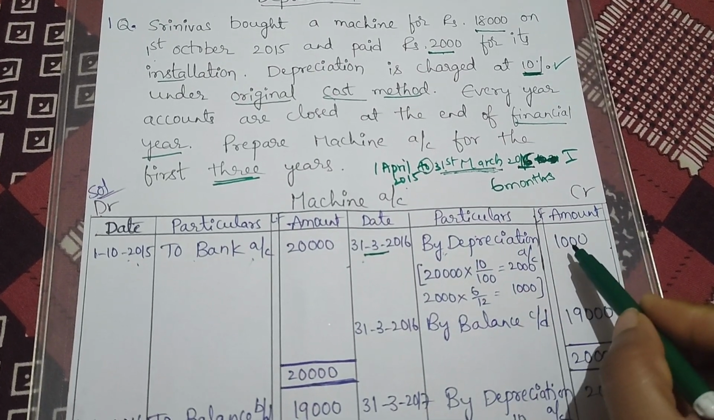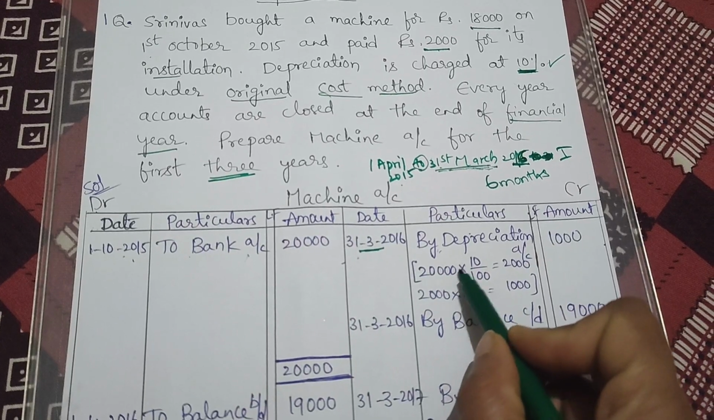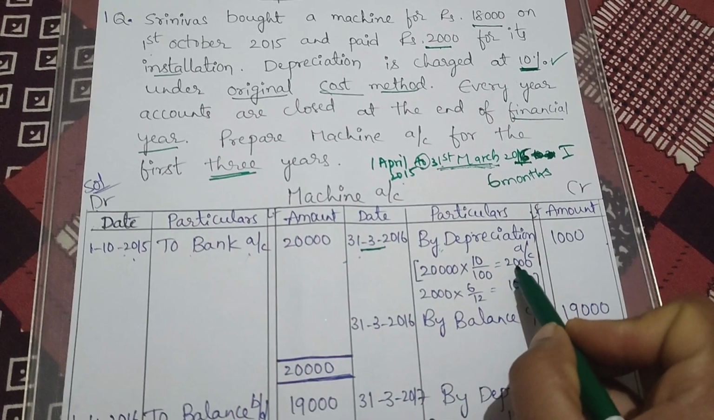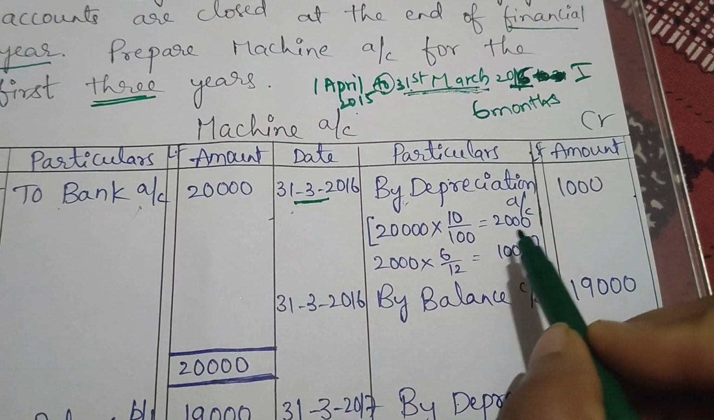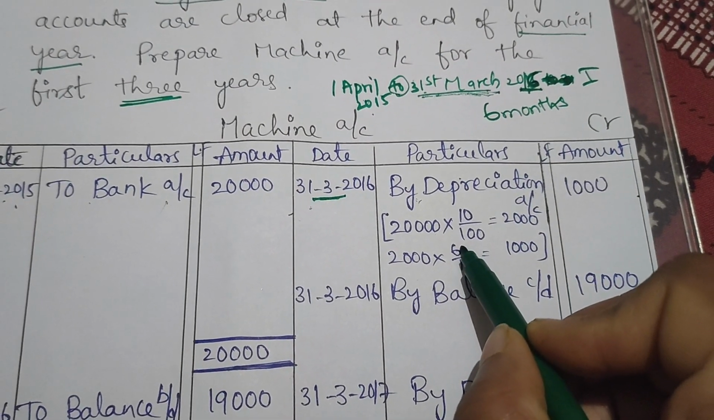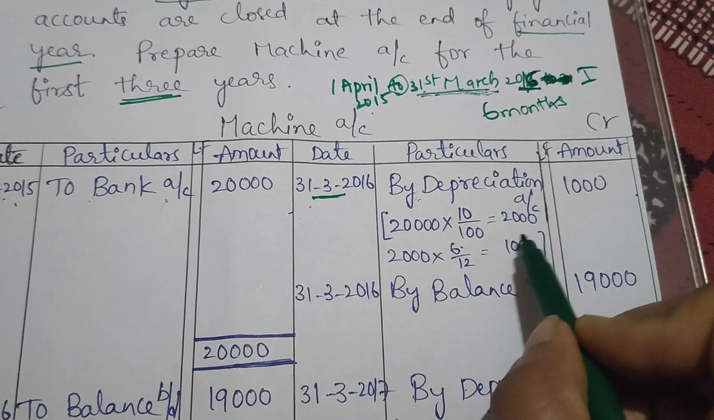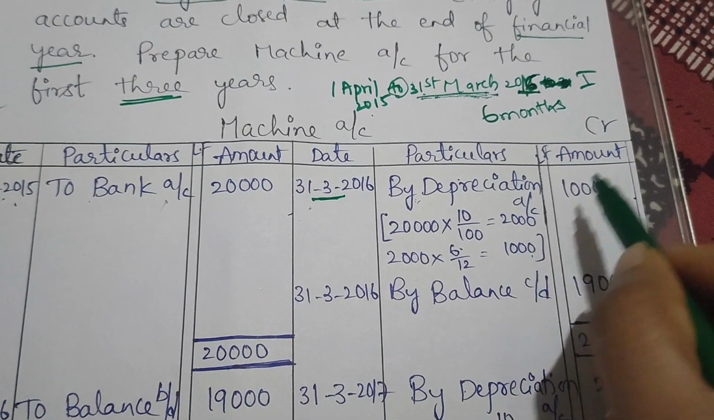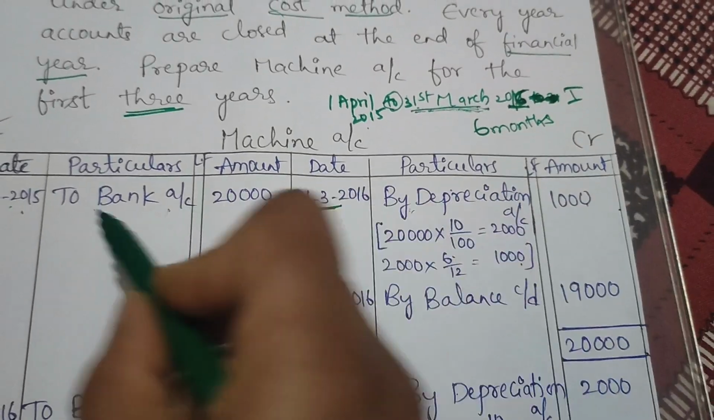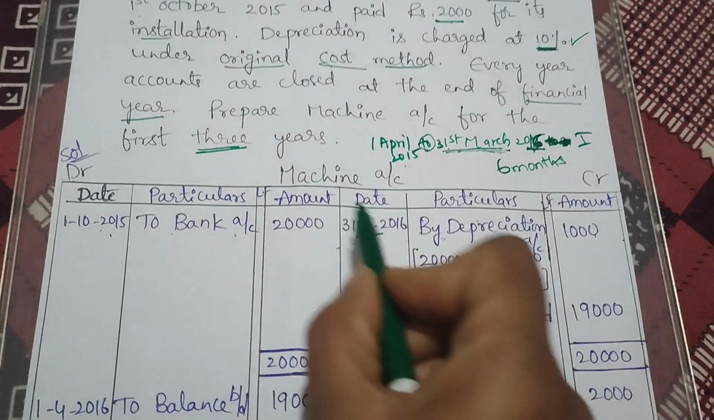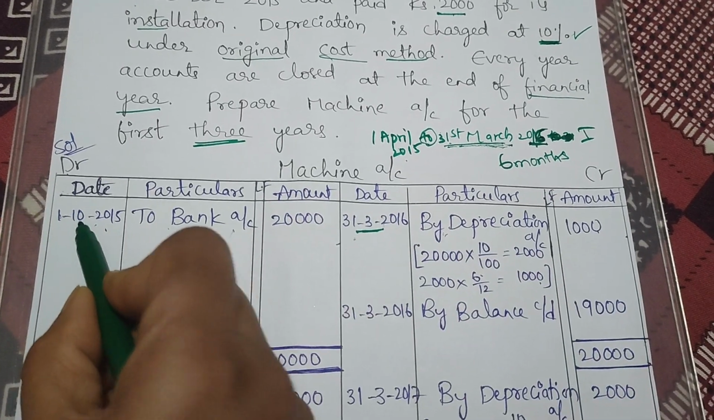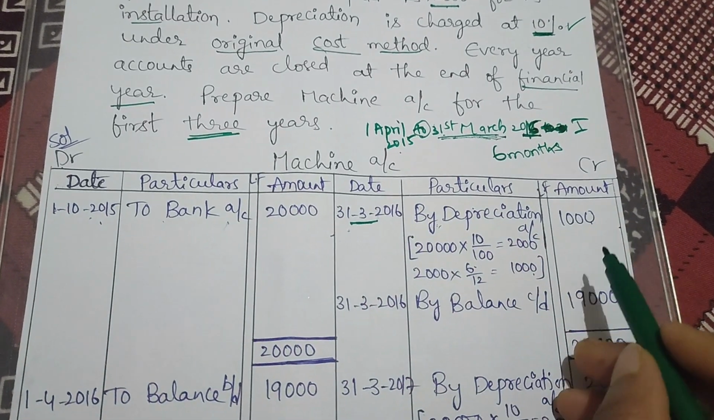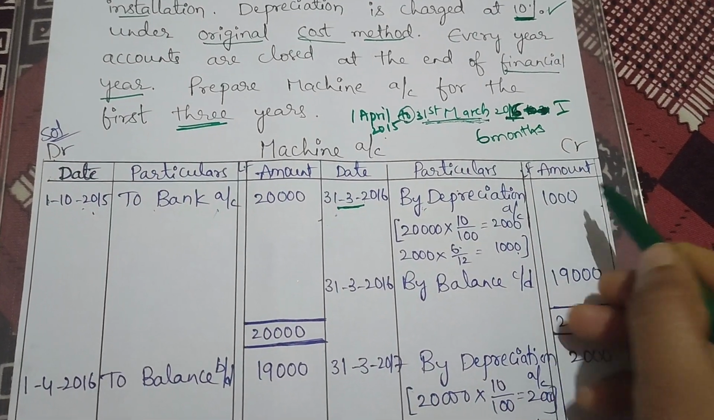By depreciation account 1000 we took, because 20,000 is the asset value into 10 by 100, we get 2000 annual depreciation, but we should not take 2000 here because the machine is used only 6 months. So 2000 into 6 by 12, we get 1000. We recorded here 1000 depreciation for 6 months, from 1st October to 31st March 2016.